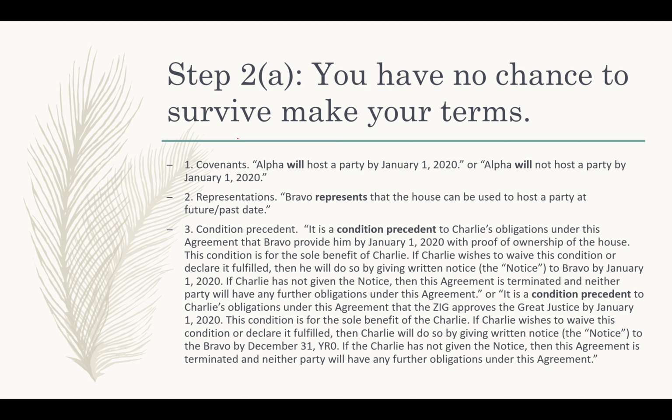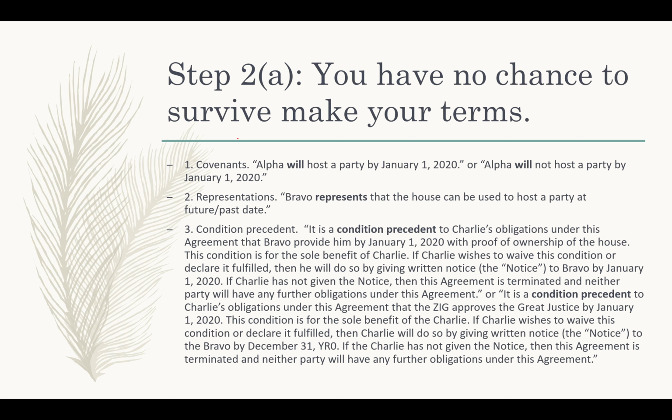Then we have conditions. We have condition precedent. Conditions are basically promises to do or not to do something if a particular situation or event occurs. There are basically three types: there's condition precedent, there's condition subsequent, and there's a conditional promise.